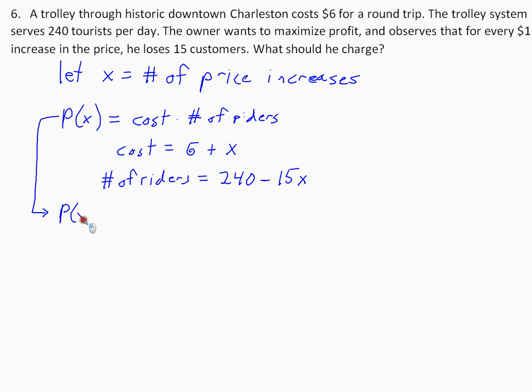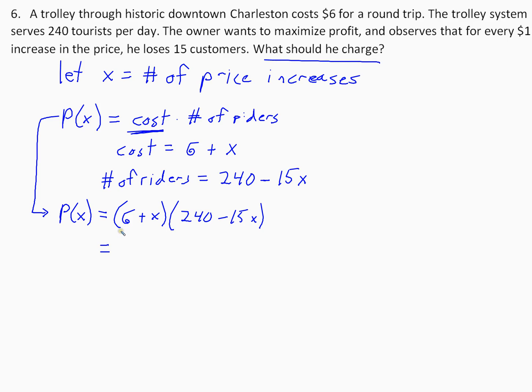We can say, well, this P of x, our profit in terms of the number of price increases, is our cost, which is 6 plus x, times the number of riders, which is 240 minus 15x. And now we're going to multiply this out, complete the square to help us find the vertex, and then use that information to answer the question. The question is, what should he charge to get a maximum?